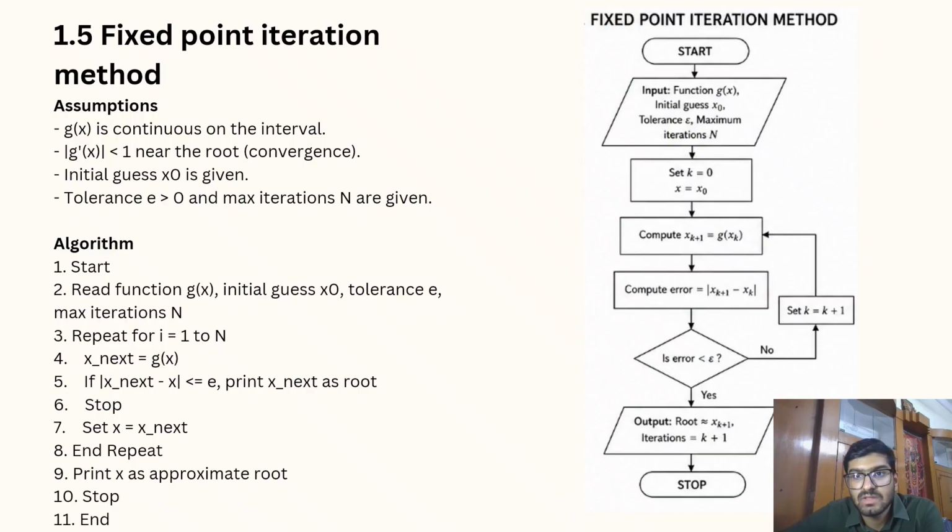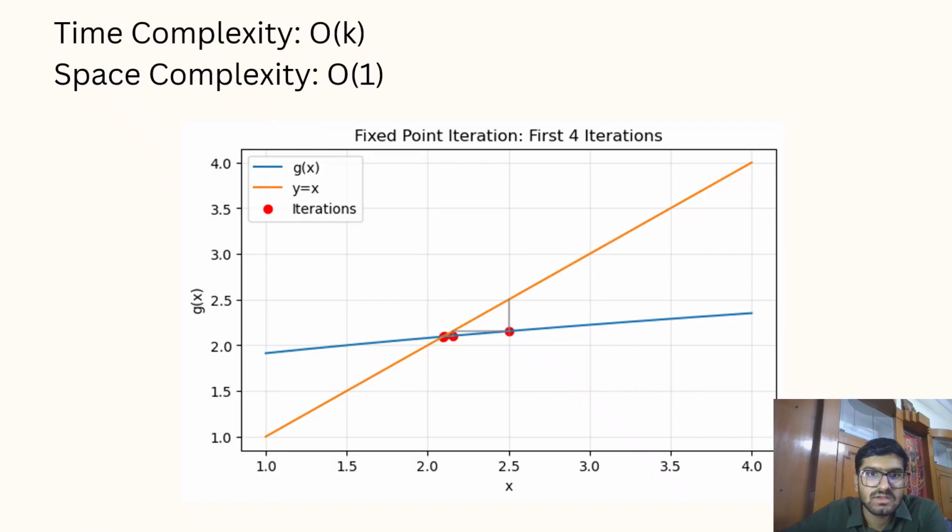Now the same algorithm is explained diagrammatically in this flowchart where the conditions are present properly. The stopping condition in this is that the modulus of x next minus x is less than E. Now the time complexity for the following algorithm is big O of k, and the space complexity is big O of 1.